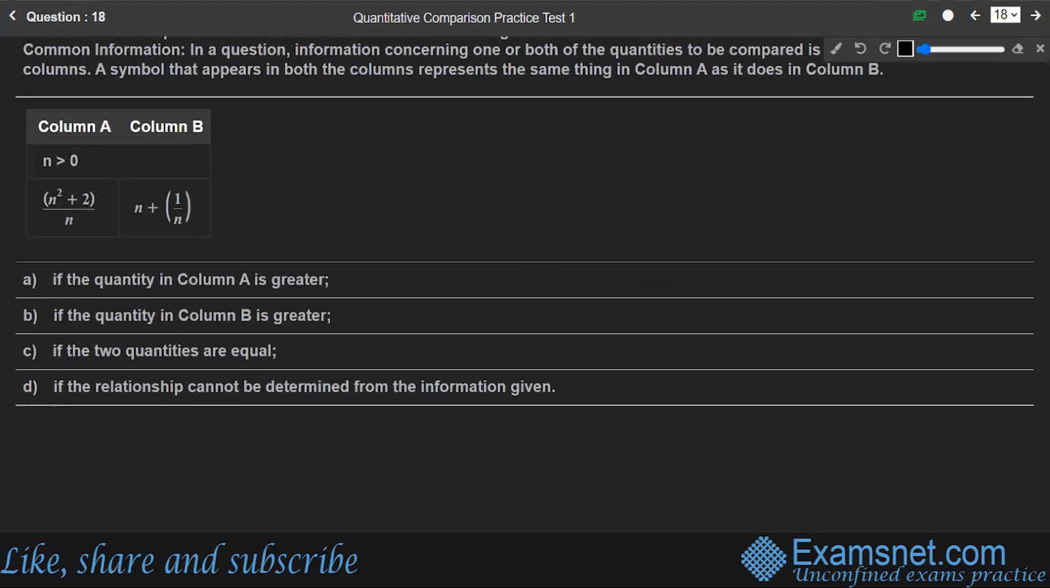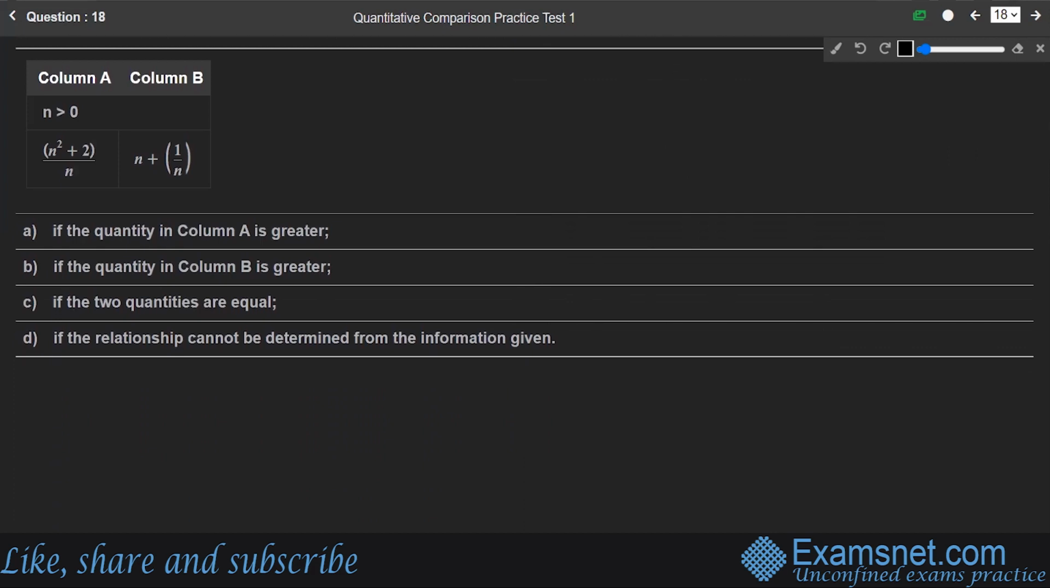Now, 18th, what are they saying? The common information provided to us is n is greater than 0. This is the common information, that is, n will always be a positive number. We have to take n as a positive number. Then on the left hand side is given n square plus 2 divided by n.